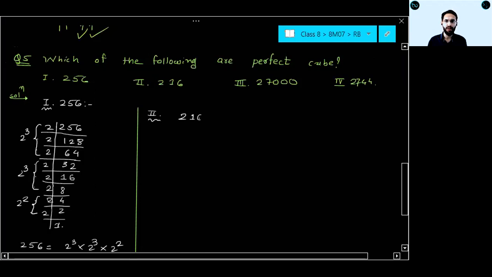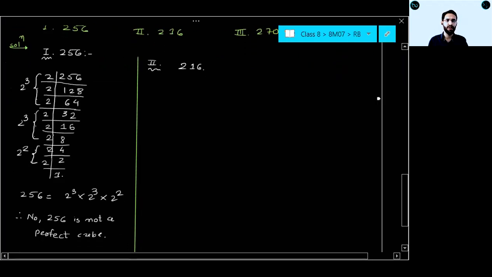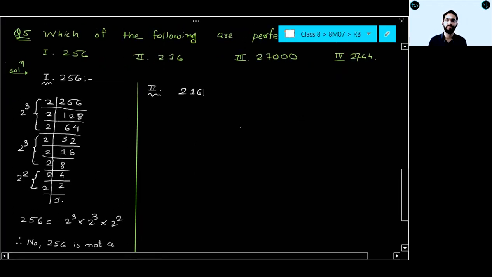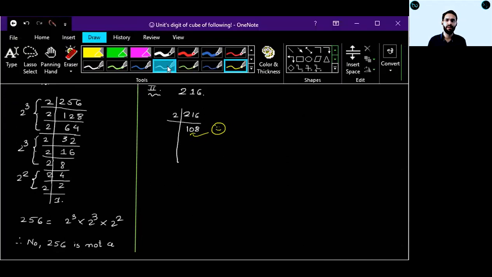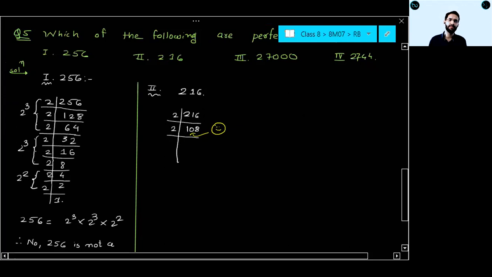216. Who will tell me 216? Yes, Sanketi, tell me. Sir, divided by 2. 108. Everyone take care with this 0, right? Majority of you are going to make a mistake with this 0. So 0 is important over here. Next. Divided by 2, 54. 54 divided by 2, 27. 27 divided by 3, 9.